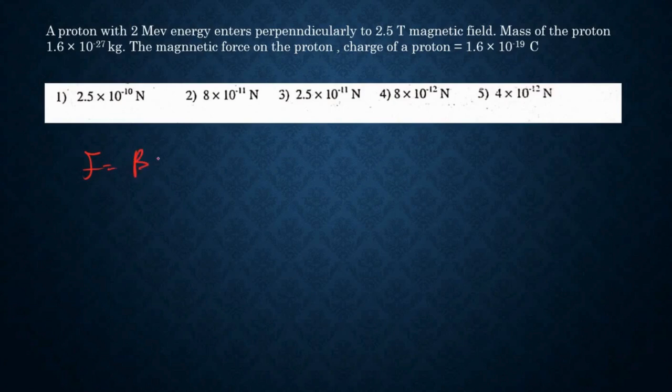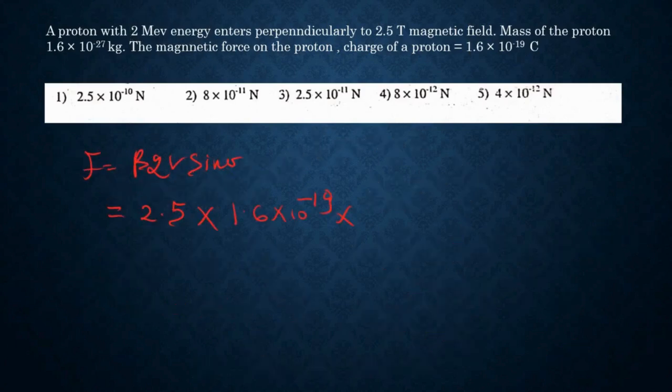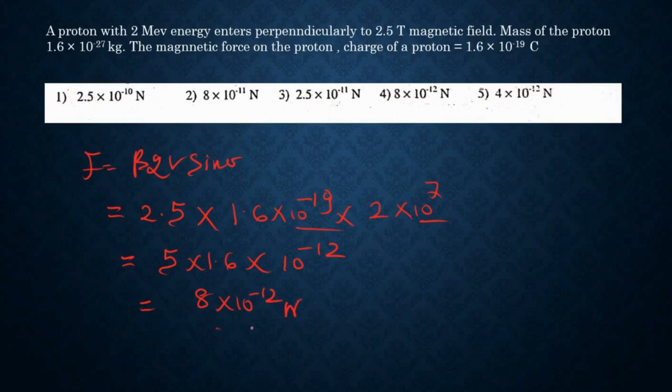F equals B q V sine theta. Then the value of B is 2.5. Then the charge 1.6 into 10 to the power minus 19, and the velocity, yes, we have found it, 2 into 10 to the power 7. Yes, we have all the values. 2 into 2.5 is 5, 1.6 into 10 to the power minus 19 into 10 to the power 7, it has to be 10 to the power minus 12. So 5 into 1.6 is 8, so it's 8 into 10 to the power minus 12 Newton. Yes, we have the answer. It's the fourth option.